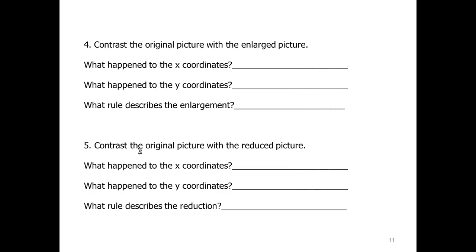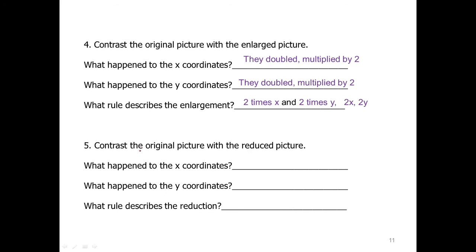So contrasting the two pictures, what happened to the x-coordinates? Well, they doubled. We multiplied them by 2. This is the enlarged picture. What happened to the y-coordinates? Well, the same thing. What happens to the x-coordinates has to happen to the y-coordinates. And so the rule that describes the enlargement, 2 times x and 2 times y, which algebraically we just write 2x, 2y.